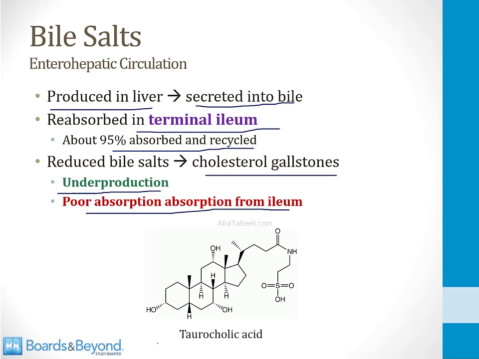On the screen here is the structure of taurocholic acid. I talk about this in more detail in the bile modules, but I just want to remind you that it's got this very polar end which helps to dissolve cholesterol in water. So you can imagine that if you lose taurocholic acid and other bile salts, it makes it harder for the cholesterol to stay dissolved in bile, and that promotes stone formation.